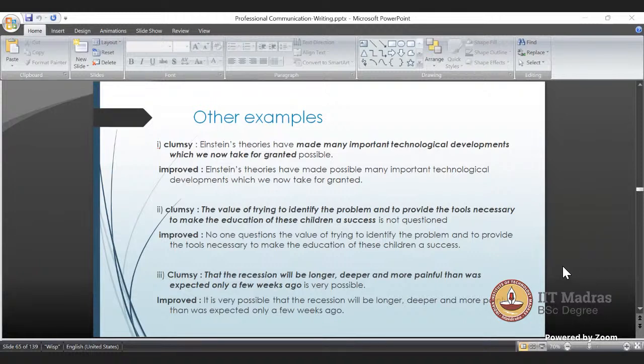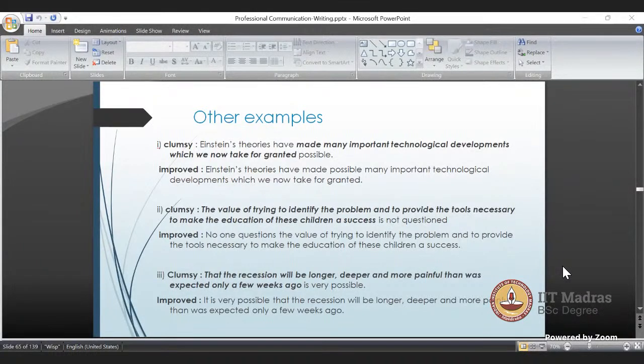Einstein's theories have made many important technological developments, and so on and so forth. So, the end-weight principle would bring the longer phrase, made many important technological developments, which we now take for granted, towards the end. So it looks like: Einstein's theories have made possible many important technological developments, which we now take for granted.